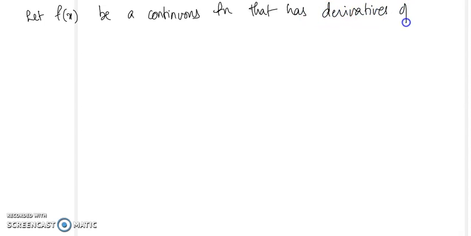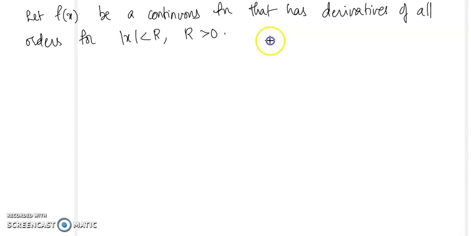So let f of x be a continuous function that has derivatives of all orders for mod x less than r, where r is greater than 0. Now let us look whether f of x can be always put in the form summation n equal to 0 to infinity f(n) at 0 by n factorial into x power n.